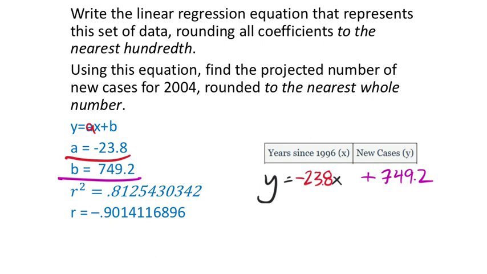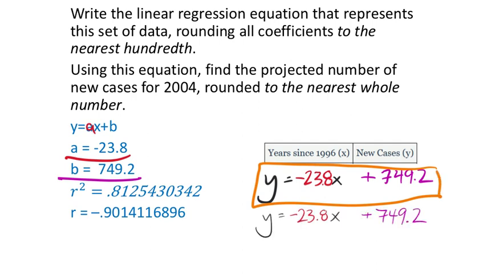I can put that into the assignment, and then we can answer the second part, which is using this equation, find the projected number of new cases for 2004 rounded to the nearest whole number. So I'll box this in this time, because that is one of our answers. Then I'm going to rewrite it so I can work with it. All right, so there's the equation. Again, this is in the first box, but I got to find out what's the projected number of new cases, whatever this is representing, for the year 2004.